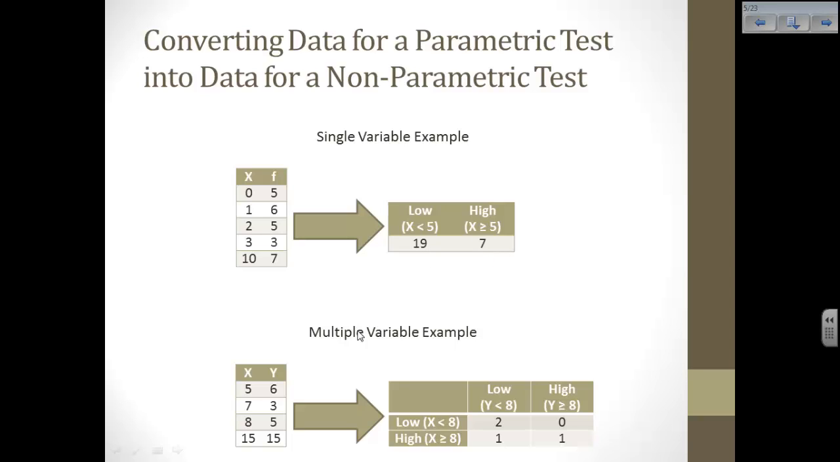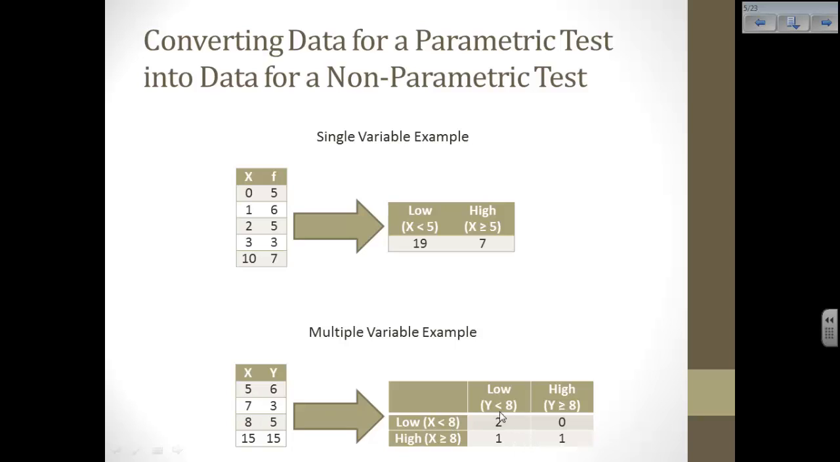Now this multiple variable example is like a correlation, but this outlier prevents us from doing a correlation accurately, and we don't want to get rid of the outlier. So we're doing a nonparametric chi-square test to figure out if there's a relationship between X and Y. Well, this gets a little trickier because you have to consider both their score on X and their score on Y. So let's say that a low Y is a Y less than 8, and a low X is an X less than 8.